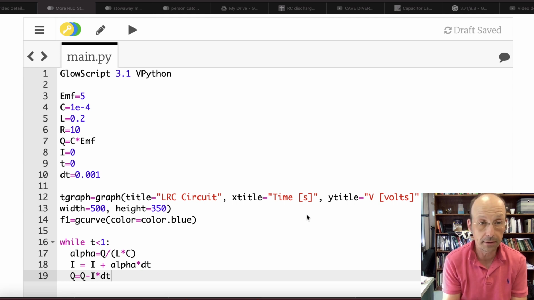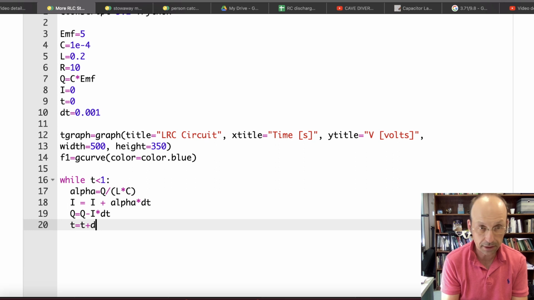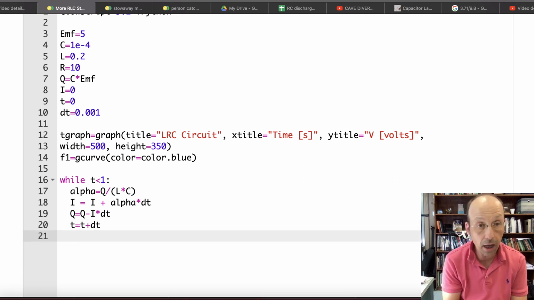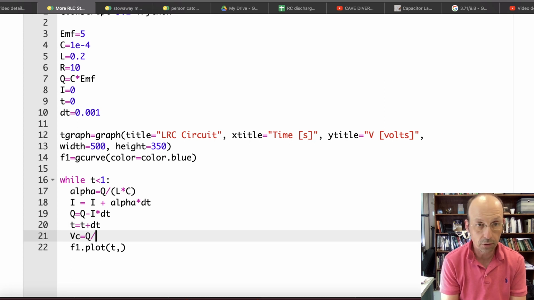Okay. Now I need to update time. So say t equals t plus dt. And finally, I need to plot the stuff. So I'm going to say f1.plot. What x coordinate do I want? I want time. What y coordinate do I want? I want the voltage across the capacitor, which we'll call right here is Q over C.